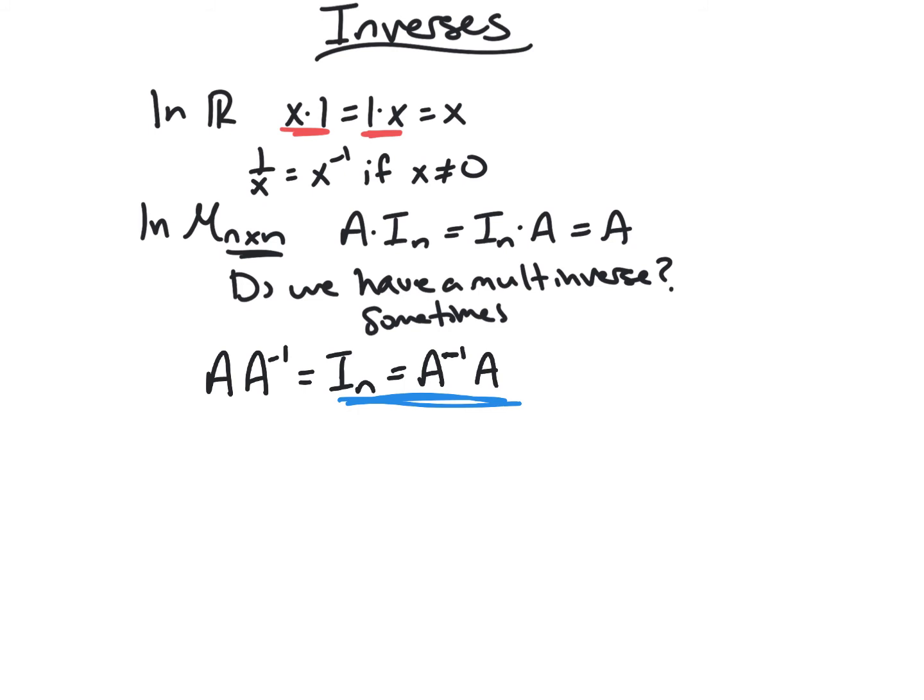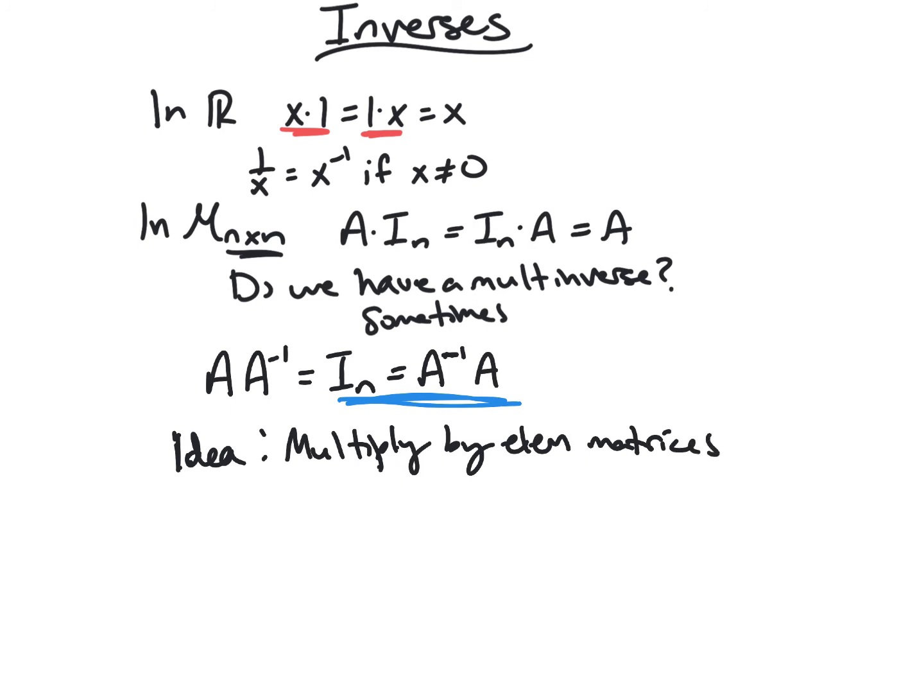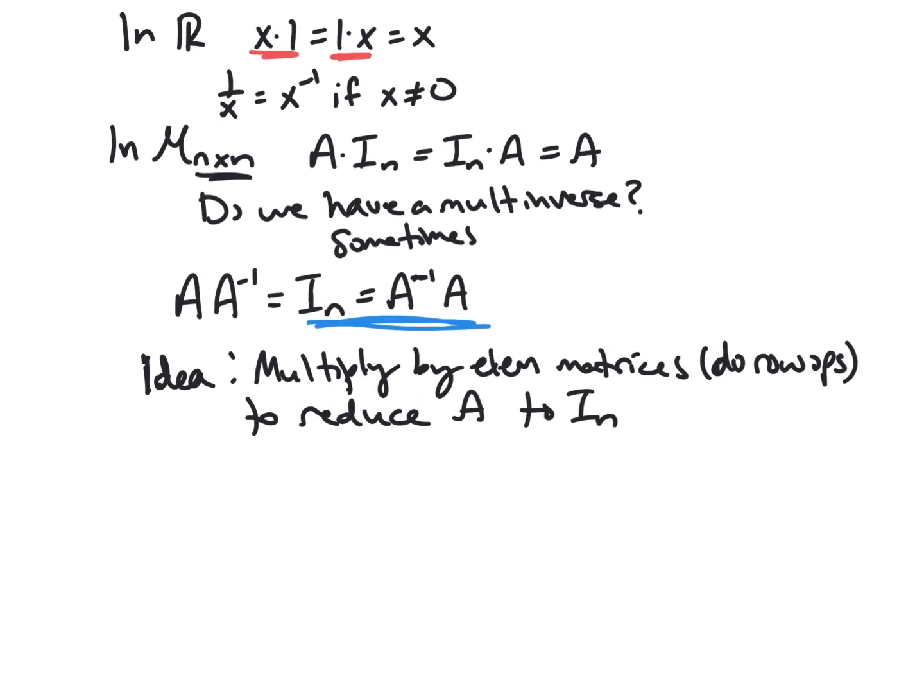So think about what we have just done before with these elementary matrices. The idea here is to multiply by elementary matrices. These correspond to row operations, right? So we're basically just doing row operations to reduce A, which is square, to the identity matrix. And so we should just have maybe several of them, but this would work. So let's look at an example of this occurring, okay?